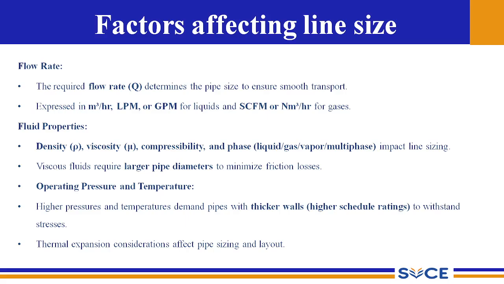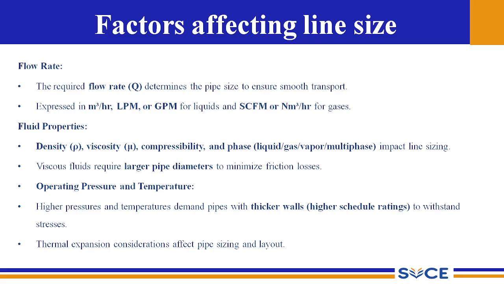So we can have two different diameters and different schedule numbers. The pressure rating and the temperature rating will decide whether to go for thicker walls to withstand the stresses or to go for a lesser schedule number. Then thermal expansion also needs to be considered while doing the pipe sizing and the layout of the piping.